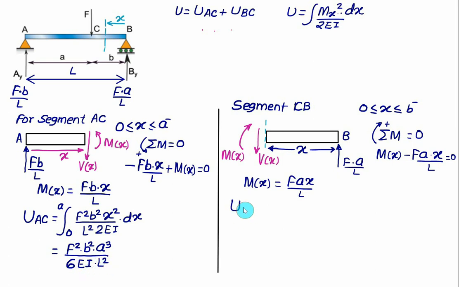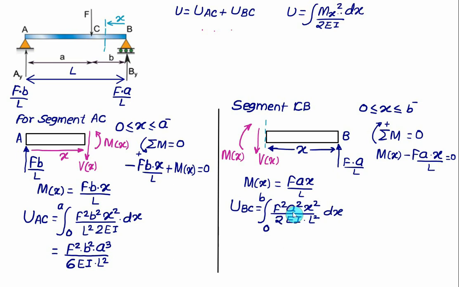Same step we'll use for BC segment. We have limit is from 0 to b, so we have integral from 0 to b. This time Mx square will be F square into a square x square divided by L, and 2 times of EI, so we have 2 times of EI multiplied by L. This will be L square. F square a square by L square dx.